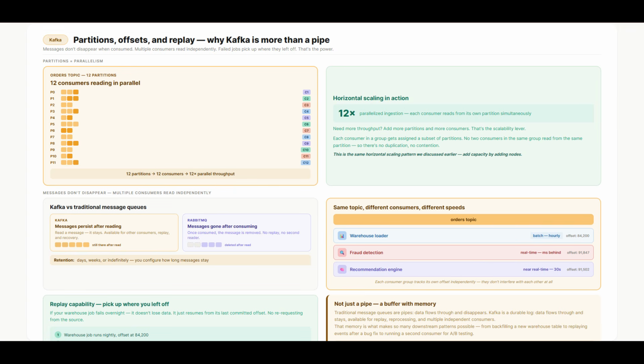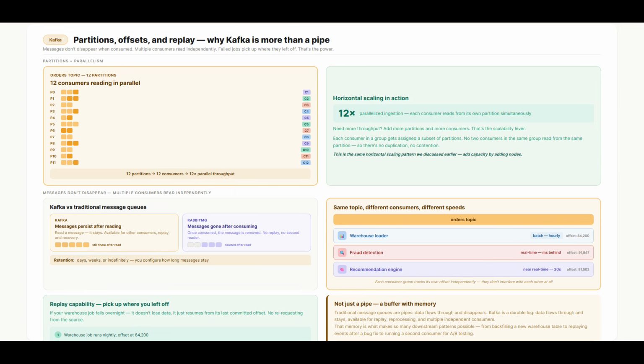Here's the thing that confuses people at first. When a consumer reads a message from Kafka, the message doesn't disappear. It stays there. This is fundamentally different from traditional message queues like RabbitMQ, where once a message is consumed, it's gone. Kafka keeps messages for a configurable retention period, days, weeks, even indefinitely if you want. And each consumer group tracks its own position, called an offset, independently.